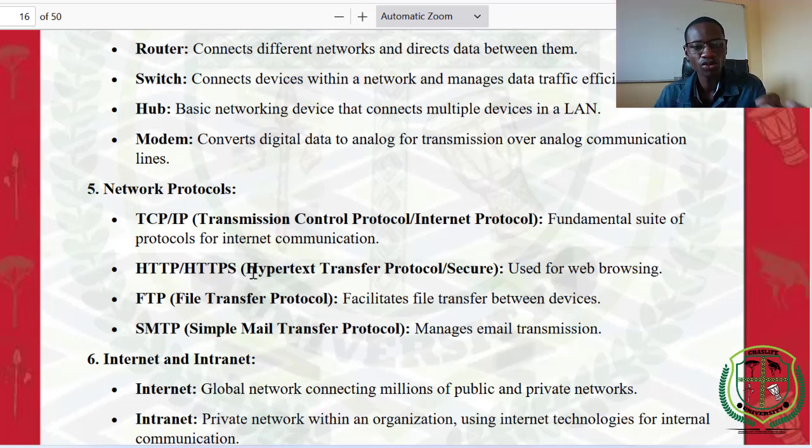HTTPS, which means Hypertext Transfer Protocol. The S stands for Secure, so Hypertext Transfer Protocol Secure. Okay. They are used for browsing. So when you look at your browser, okay.